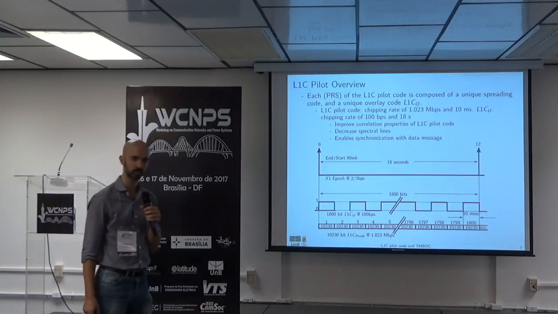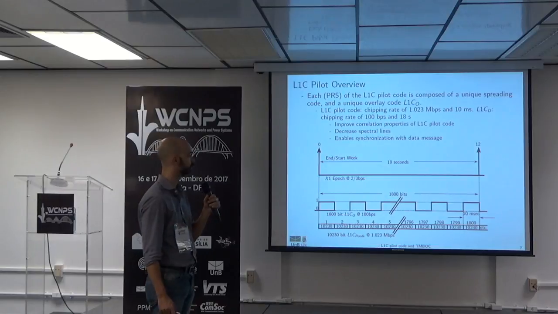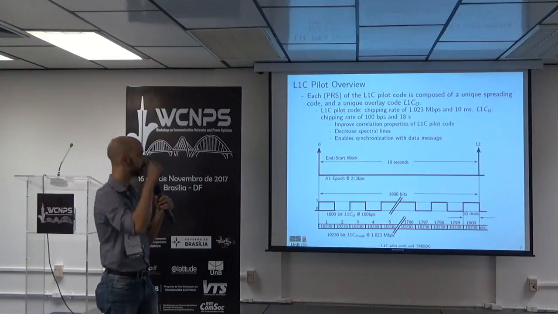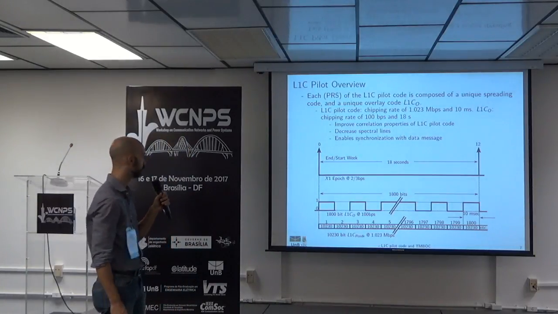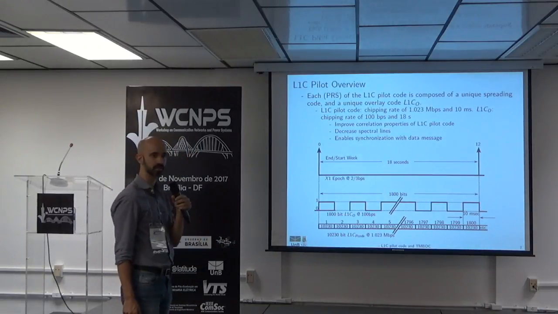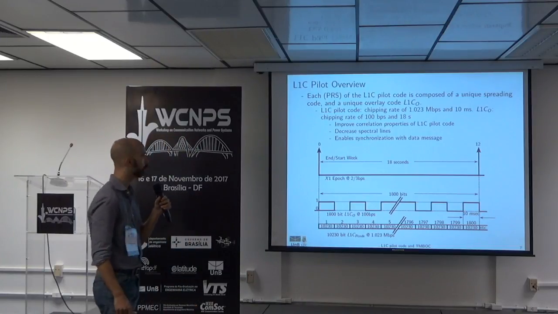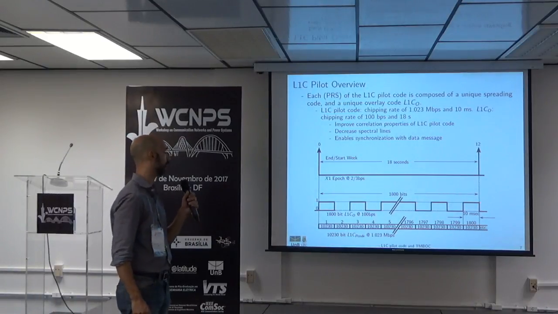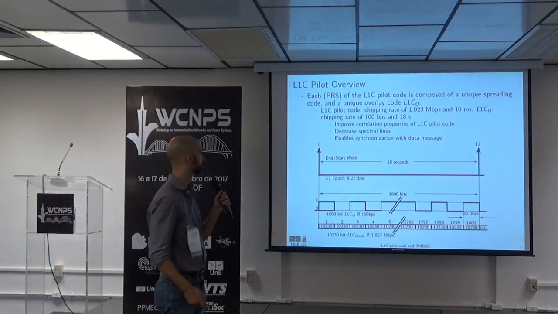Here we see an overview of the L1C. Like the coarse acquisition code, it's a spread spectrum technique that not only allows for separation of the signal, but also allows time delay estimation. In this case, it uses the same frequency of 1.023 megabits per second, but the epoch is 10 times as long as the legacy C/A code. Along with that, it also uses an overlay code, which is known as L1CO, which is a longer code, which allows synchronization between the two. So it's easier to detect if there's a bit transition.